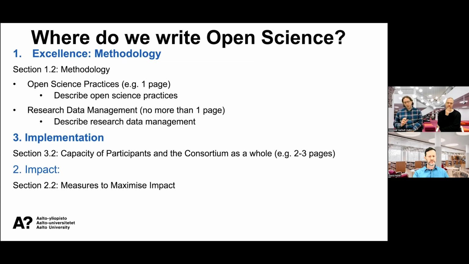In implementation then, under capacity of participants and consortium as a whole, you need to make sure that you also address the consortium's expertise and capacity in open science. And then in impact, in the section measures to maximize impact, which is directly discussing your communication, dissemination, and exploitation plan, the points that you have made previously about your open science practices are relevant. They help illustrate that your plan will be successful, but it's not a direct point of consideration in that section.